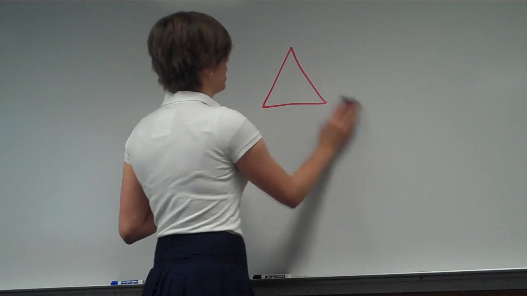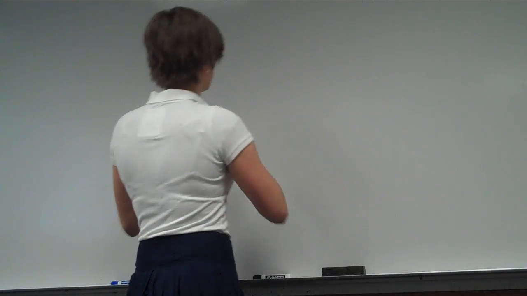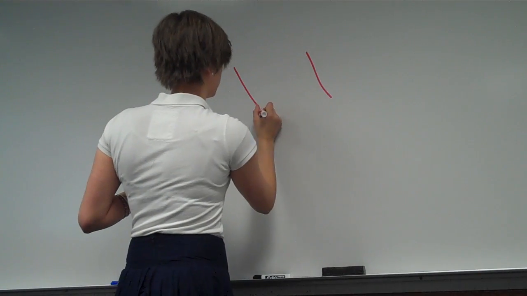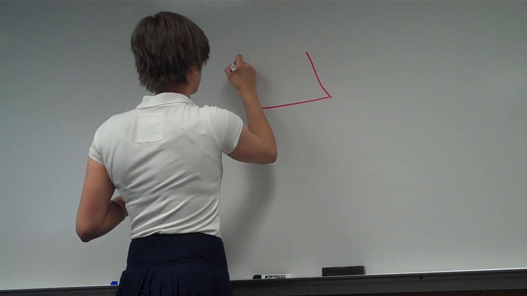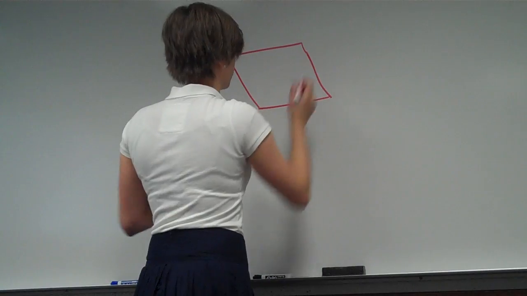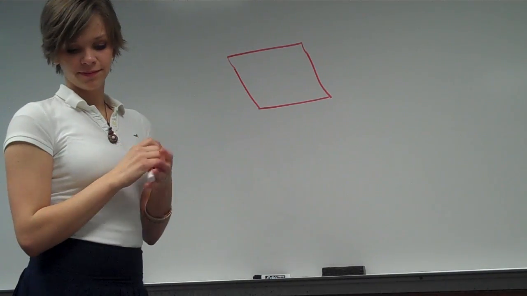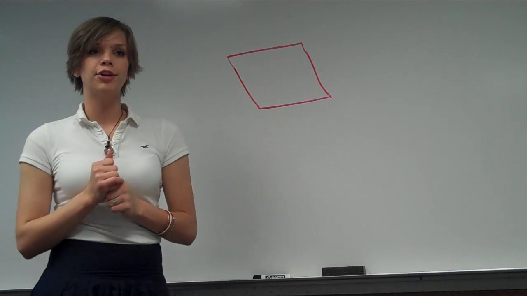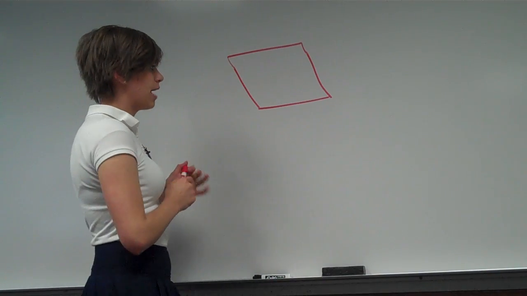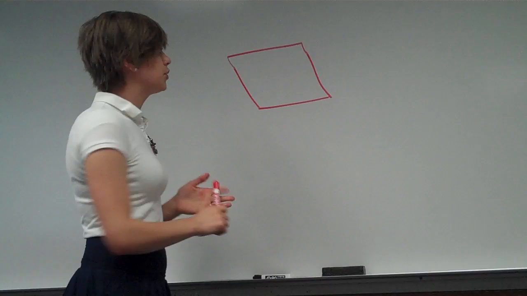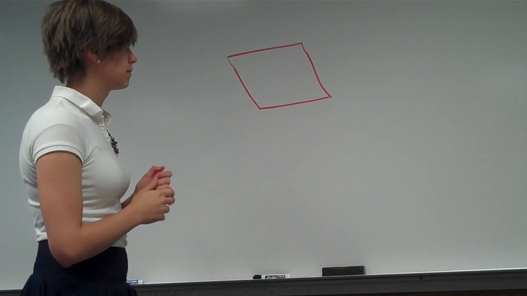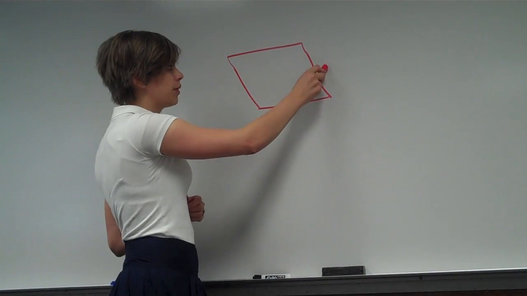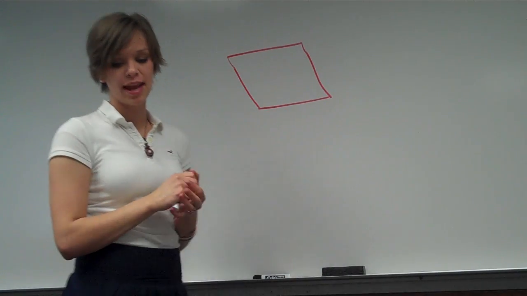Now let's try another one. All right. Let's try this one. Allison, what is our first step? See if it has sides. Right. We see if it has sides. Allison, will you count the sides for me? 1, 2, 3, 4. You're right. There are 4 sides on this shape.